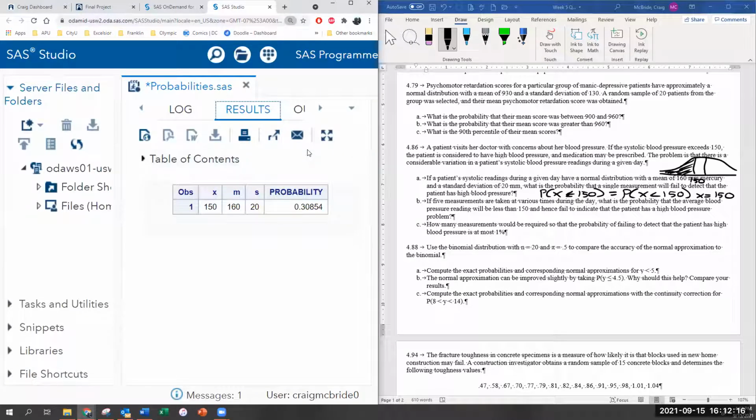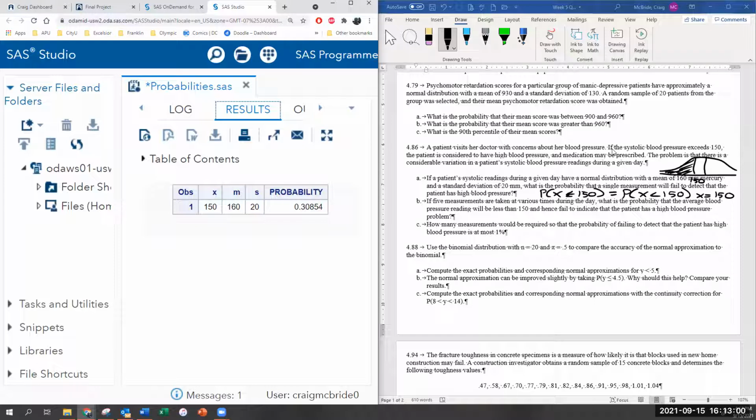Right? A little bit more than 30, almost 31%. So that tells us that if you just check a patient's blood pressure once during the day, there's an almost 31% chance that you're going to fail to detect that the patient actually has high blood pressure, because there's a 31% chance that you're just going to get a reading that's under 150, even if the average is 160. If someone has an average blood pressure of 160, then they have high blood pressure, because we've been told that 150 is the cutoff, right?